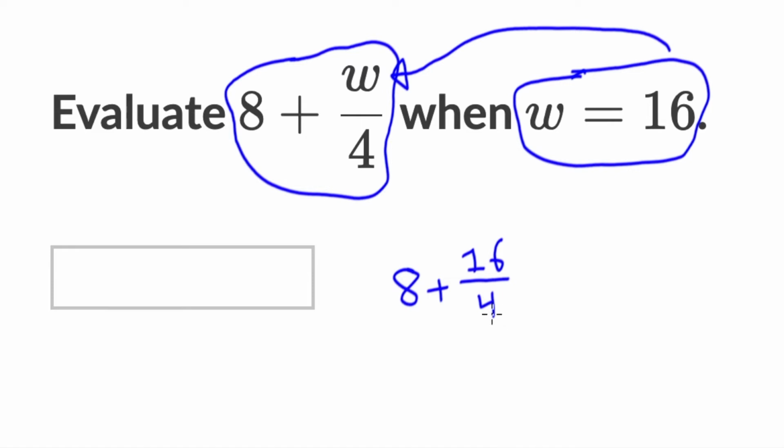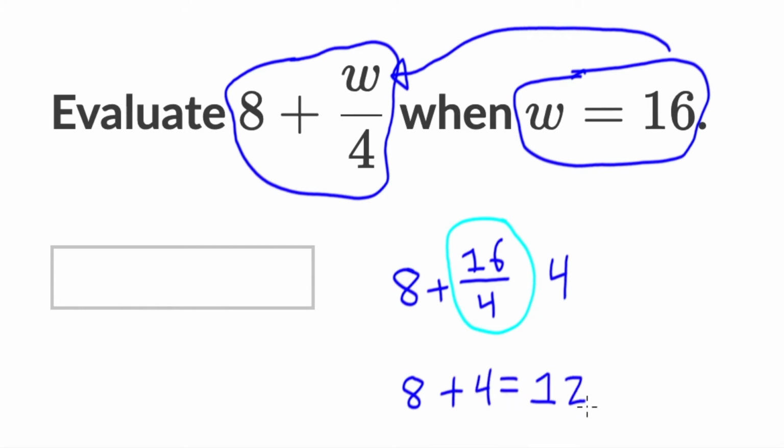Now, how are we going to go about this? Well, let's simplify this fraction first. That way, it's going to be much easier to add. So I'm going to circle the fraction that we need to simplify. What is 16 divided by 4? Well, if you remember your division tables, I don't know if that's still a thing, but 16 divided by 4 is 4. So 8 plus 4 equals 12.